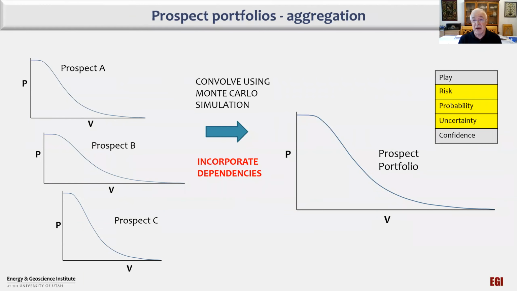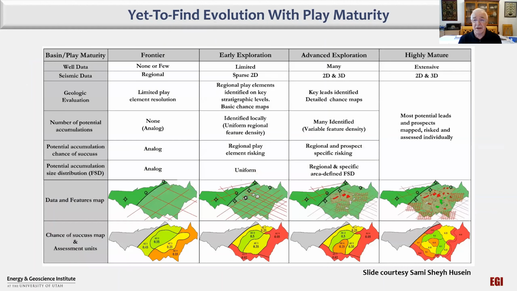Next, we consider how we can aggregate a prospect portfolio to derive an overall picture of your company's risk, resource potential, and of course value, stressing the importance of dependencies between prospects and parameters. Finally, these techniques can then be built into estimates of yet to find resources, applied at different scales and at different stages of basin maturity, and used to understand basin value and develop company strategy.